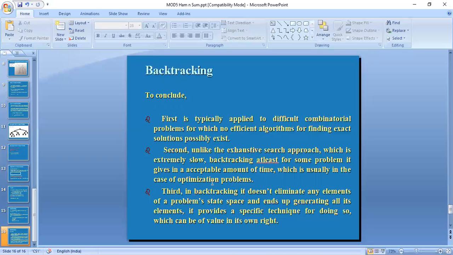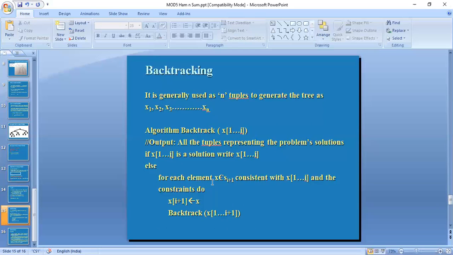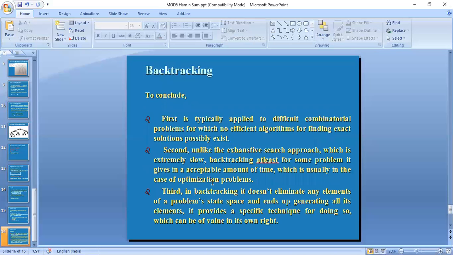But here in backtracking, whenever we feel that a choice doesn't lead to a partial solution, we backtrack, we ignore it, and we will not consider all the cases. Whenever the choices say that it doesn't lead to a solution, we will be backtracking. So in backtracking, we do not generate all the elements of the problem state space. Okay, so this is all about your backtracking.